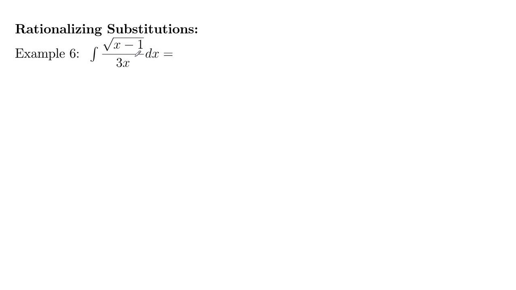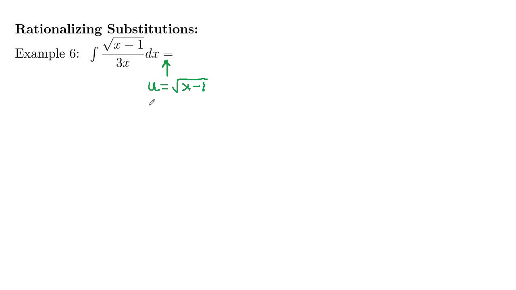Well, notice that this is not a trig substitution because there's no square. If it was an x squared minus 1, then we'd be thinking about a trig substitution. However, here, the problem in evaluating this integral is that square root. So we're going to use a rationalizing u substitution, let u equal the square root of x minus 1.